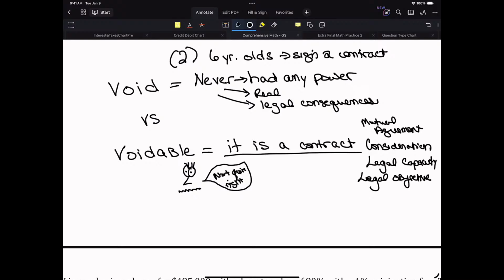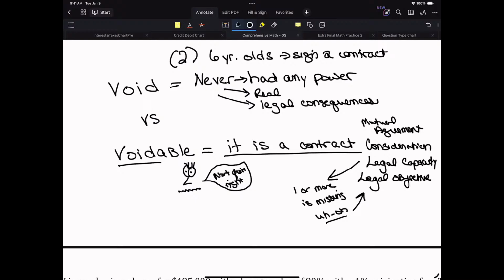They find out that one or more of these is missing. It looked at first like it was good, but when you dig a little deeper, you're like, uh-oh. Now, because we're missing one of these things, you can go to a judge, and a judge would void it. Just in general, it is good. And it's a legal contract.